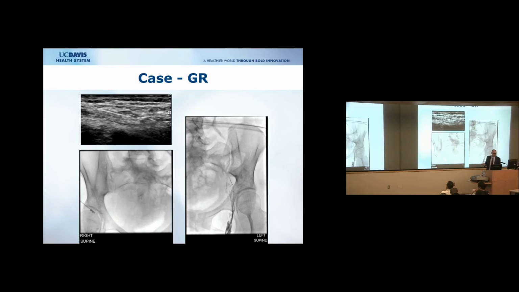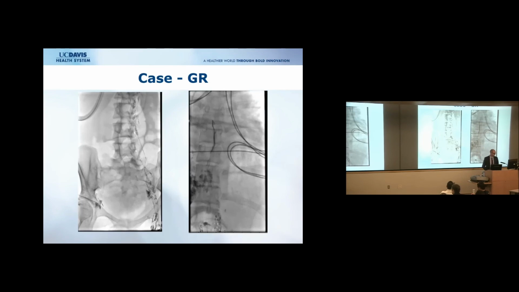They accessed the node. As you can see moving down here, they injected it, and then you can see the opacification of the left system. And as you can see, this is one reason why they do bilateral, because oftentimes one side or the other has a greater success rate in the moving of the iodinated contrast dye up into the abdomen.